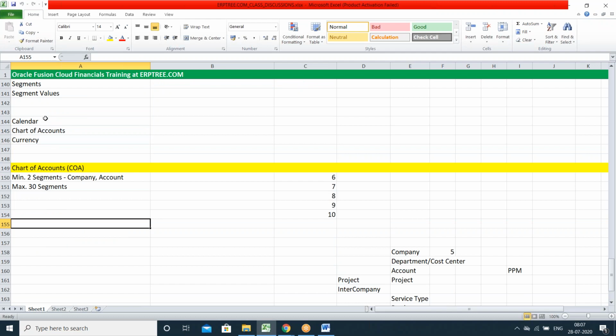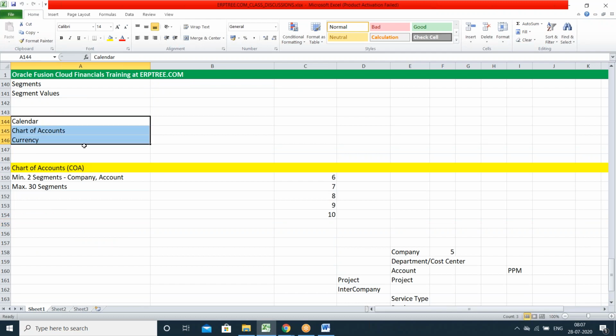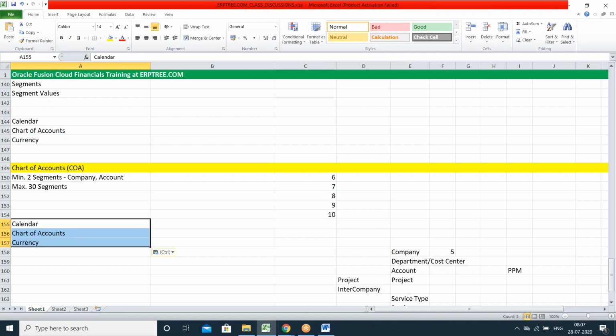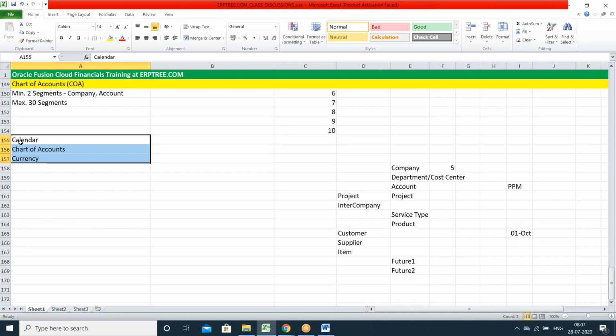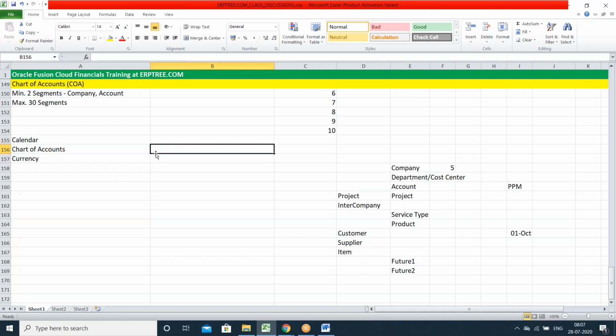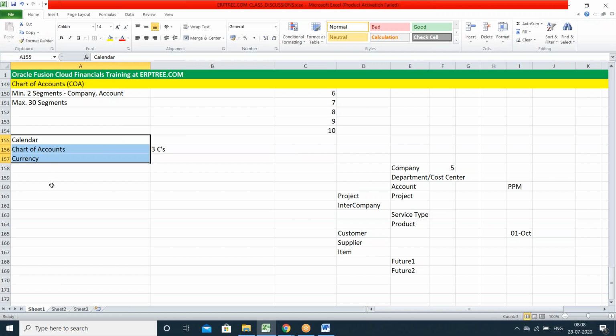Now, if you want to create the transaction by using these three components, let's call them components. If you notice, calendar starts with C, chart of accounts starts with C, and currency starts with C. Simply, these three you can call the three C's. First C is calendar, second C is chart of accounts, third C is currency. By using these three C's, you can create the transaction.